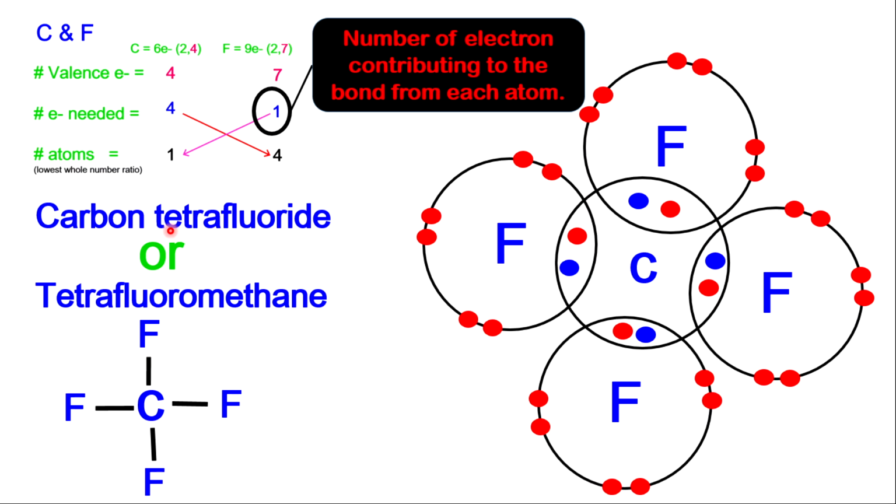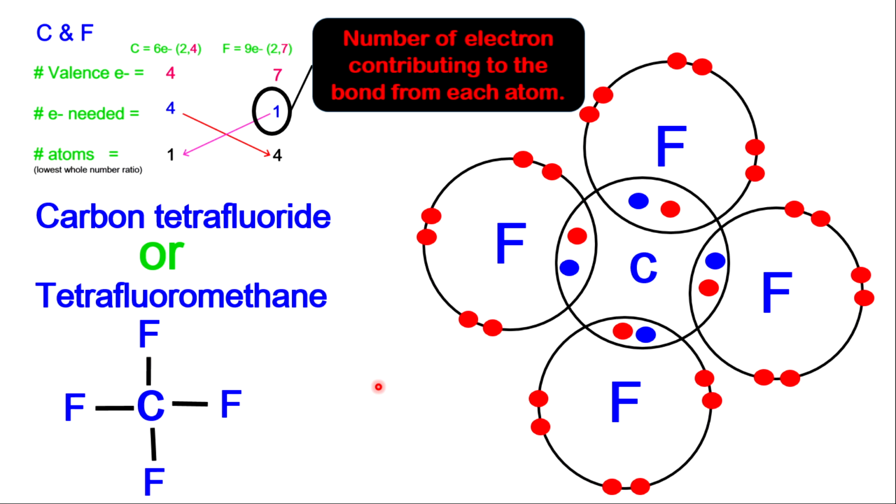Easy to name because tetra means 4, which means 4 fluorine atoms. So 1 carbon atom to 4 fluorine atoms. Or it can be named, as the IUPAC name, tetrafluoromethane. So the methane comes from 1 carbon, the tetra means 4, fluoro coming from fluorine, and methane means 1 carbon. All right, so now we finish with this example.